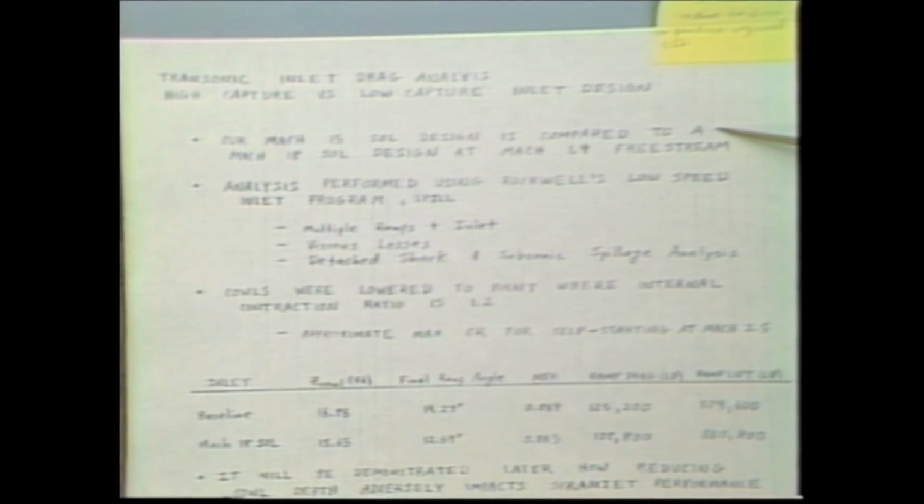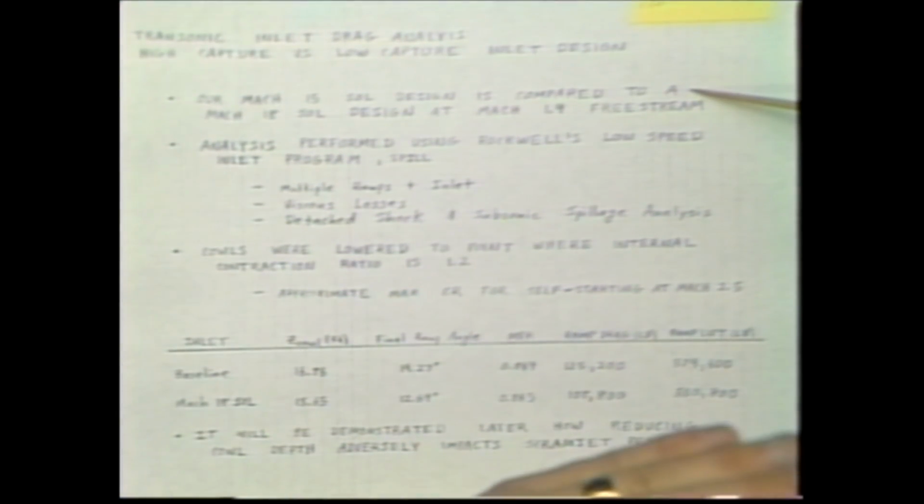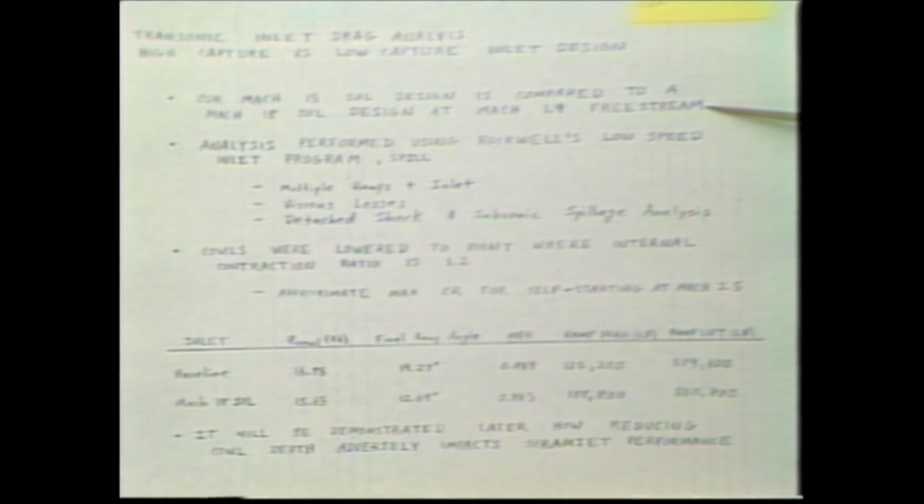Just to quantify what these drag levels might be, I did an analysis for our design. Our design was laid out to have a shock on the lip. It means that the bow shock of the vehicle is on the cowl lip at Mach 15. Okay? Then I compared that to a Mach 18 design. At Mach 18, the shock is closer to the body, so the cowl lip is closer to the body.